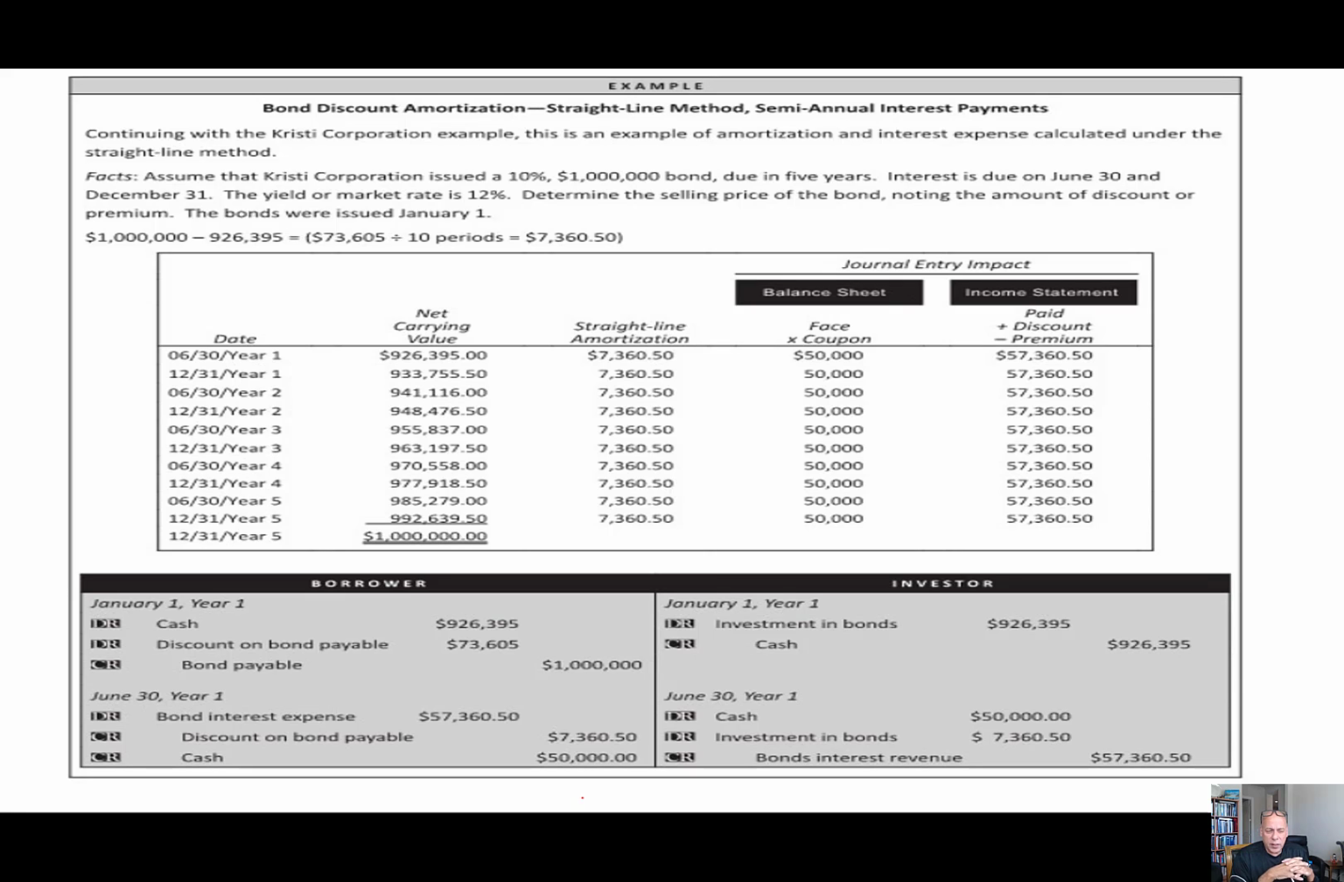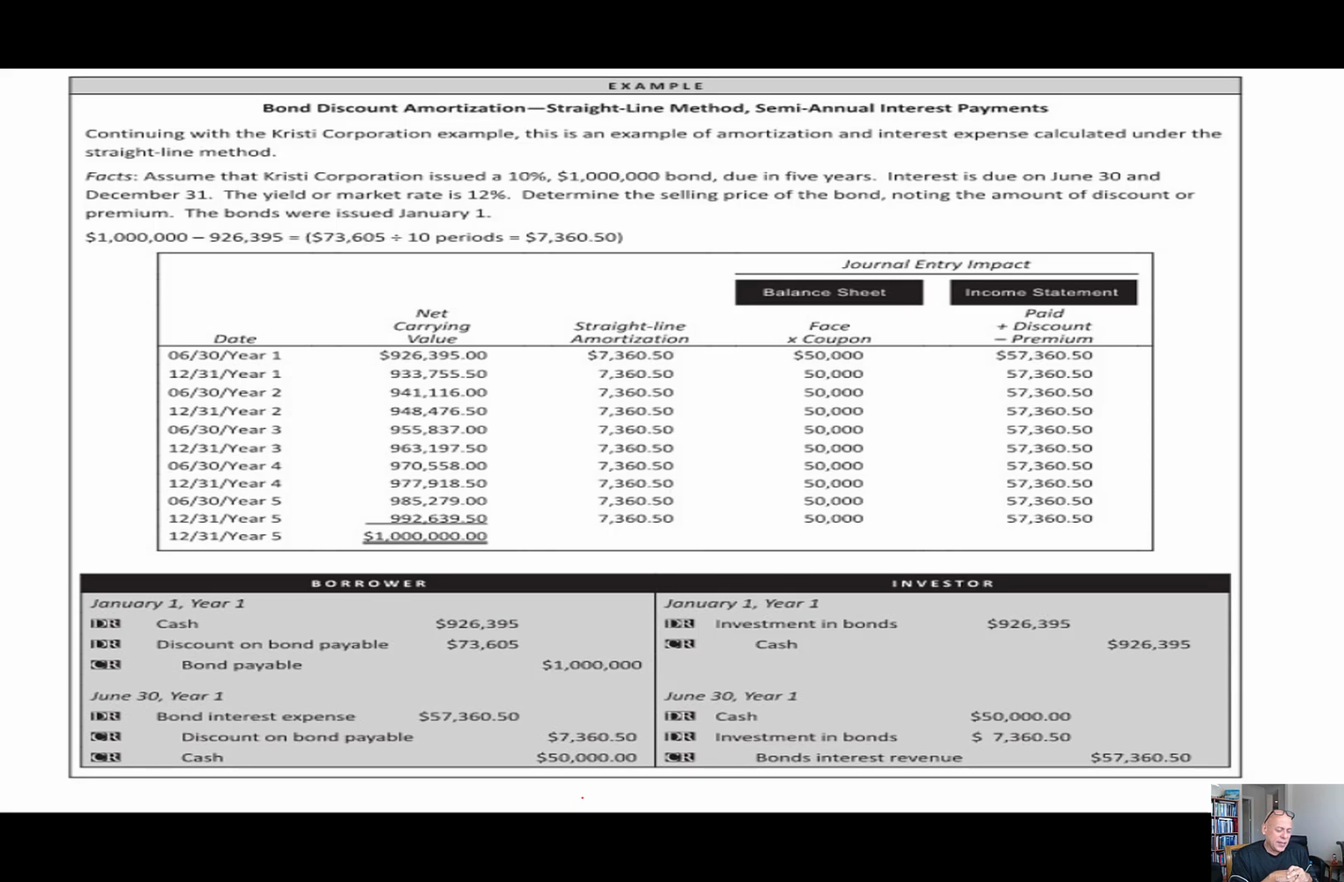Now, straight line, they tell us we can use if it's not materially different from effective interest, which is a little annoying because you're saying I have to figure out what the calculations would be of the amortization of discount or premium under effective and straight line, and then see if there's a material difference. By the time I get done doing that, why wouldn't I just use the effective interest method? So most of the time that we'll spend will be dealing with the effective interest, but I'm going to review with you quickly the straight line.